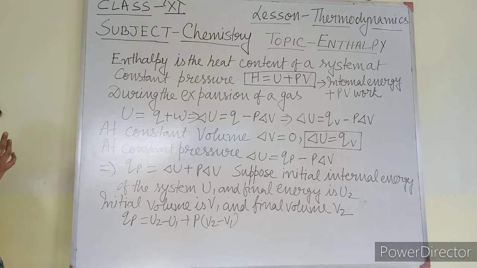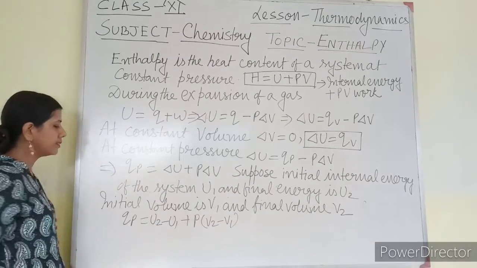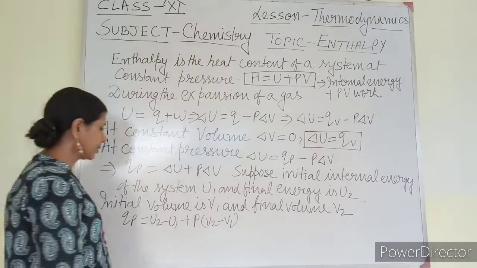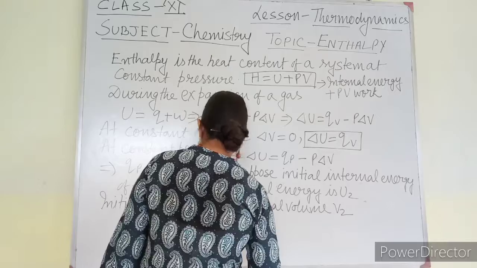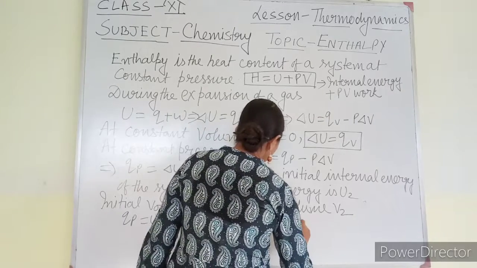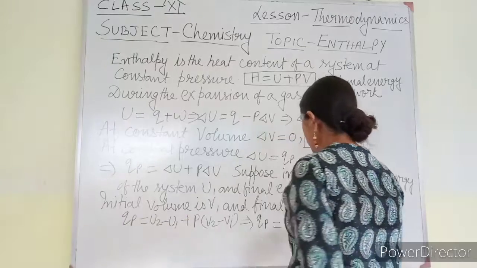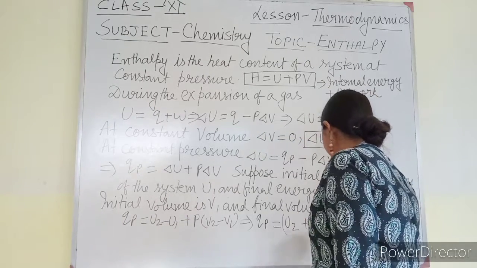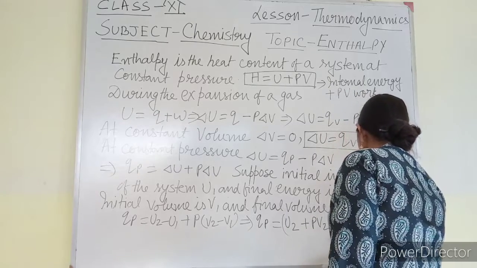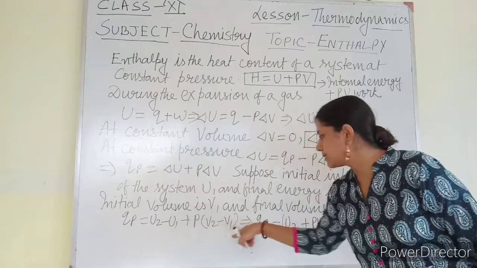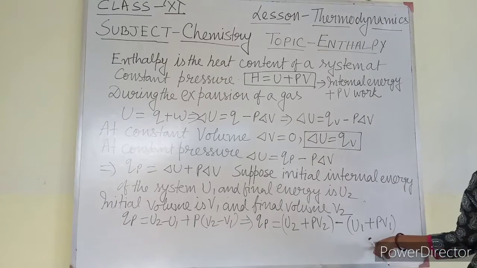Okay. Now, if I change it a little bit, that is, all final terms I write together and initial terms I write together, what am I going to get? I am going to get QP equal to U2 plus PV2 minus U1 plus PV1.